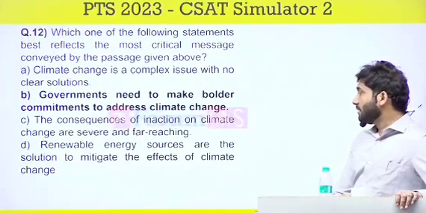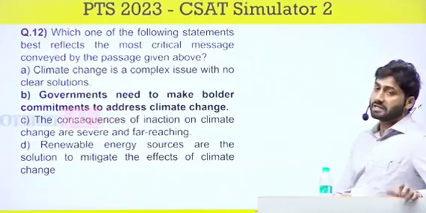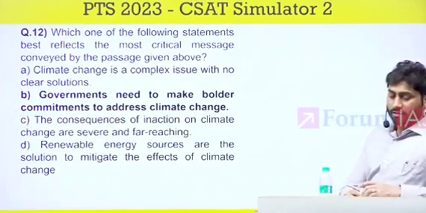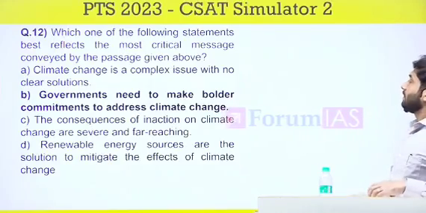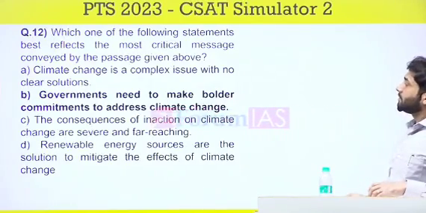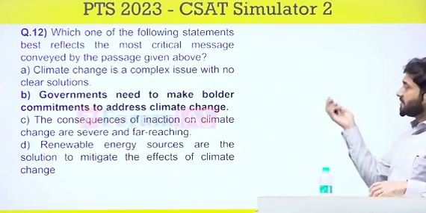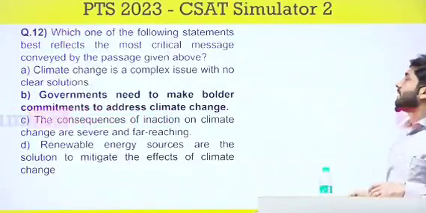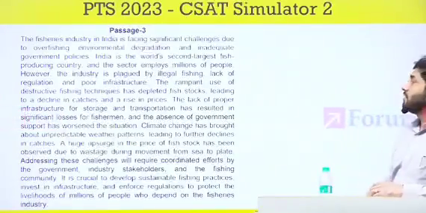Next, D, renewable energy sources are the solution to mitigate the effects of climate change. That is also mentioned. But the point is, the most critical message is B, right? So that's where we reach. I hope you all agree now. You'll be able to do the elimination. Then you also get the most prevalent idea, the most prevalent message is this one, B, which has been established in the passage.